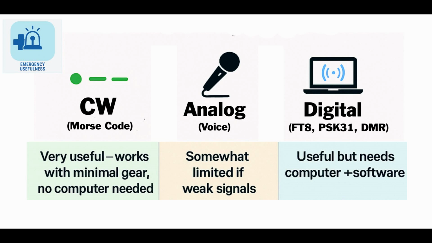CW is the best all-around weak signal performer: simple, works with very low power, and doesn't require a computer. Single sideband, or analog radio, is best for natural communication, but suffers badly in weak propagation. Digital radio is extremely efficient, sometimes better than CW, but relies on computers, limiting back-to-basics emergency use.